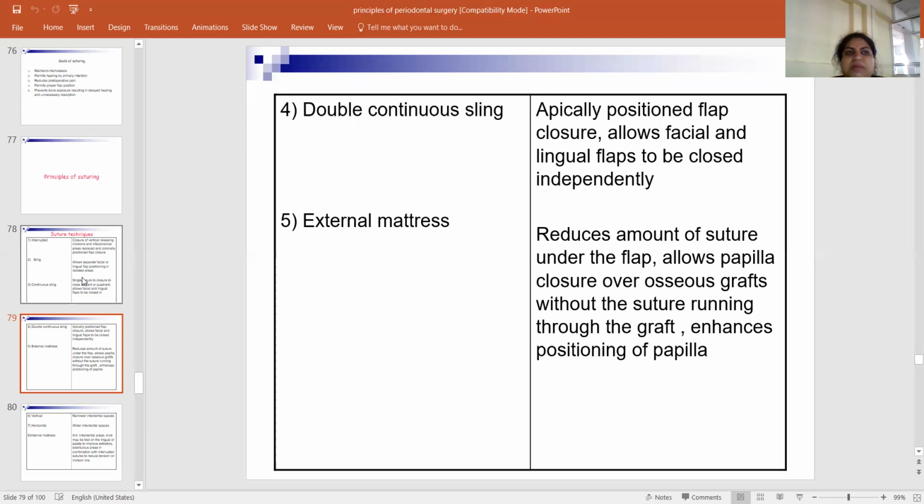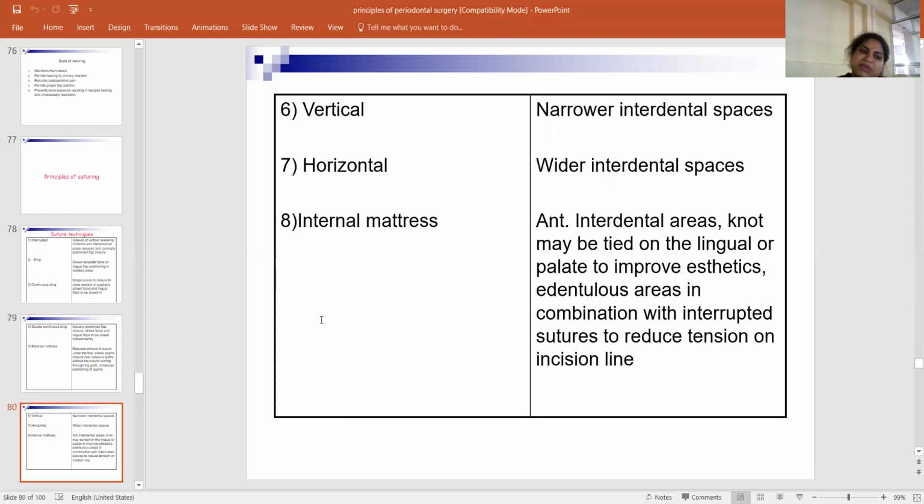So it is used in the papillary regeneration flap. It is used in the bone augmentation technique using the bone graft. And you can even use this technique while using the GTR membrane, the guided tissue regeneration membrane.